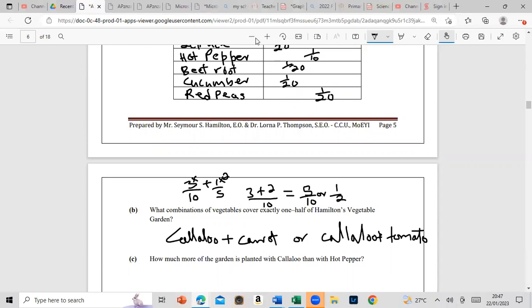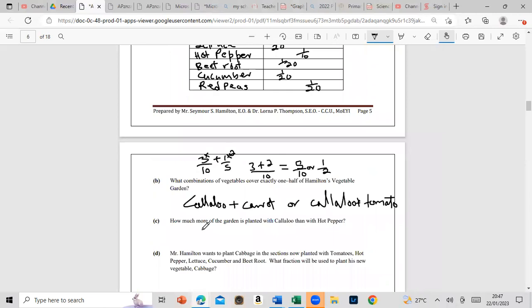So callaloo was 6 over 20, which will work out to 3 over 10, minus 2 over 20, which is 1 over 10. Okay, so this is the same denominator, so we can just go ahead and say 2 over 10, or 1/5 more. I'm going to go back up and just double check if this was correct for callaloo. Yeah, it's correct. That's 1/5 more.